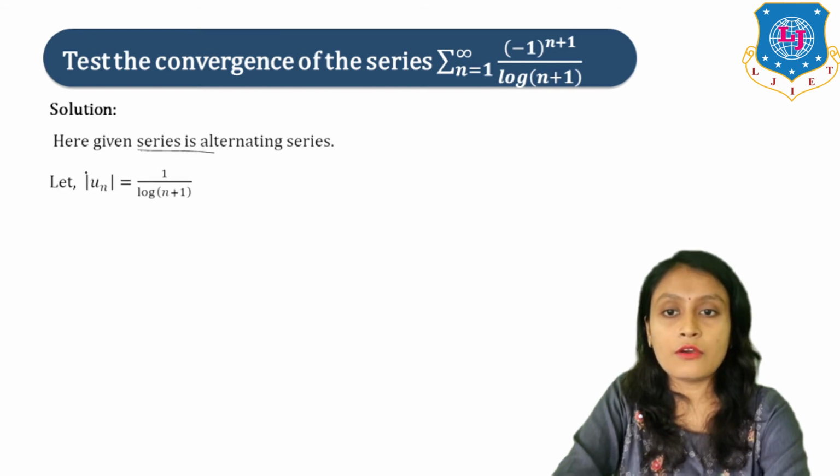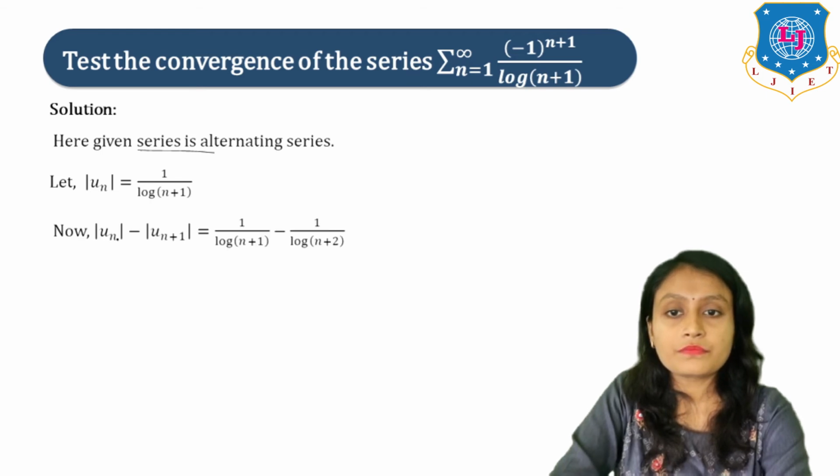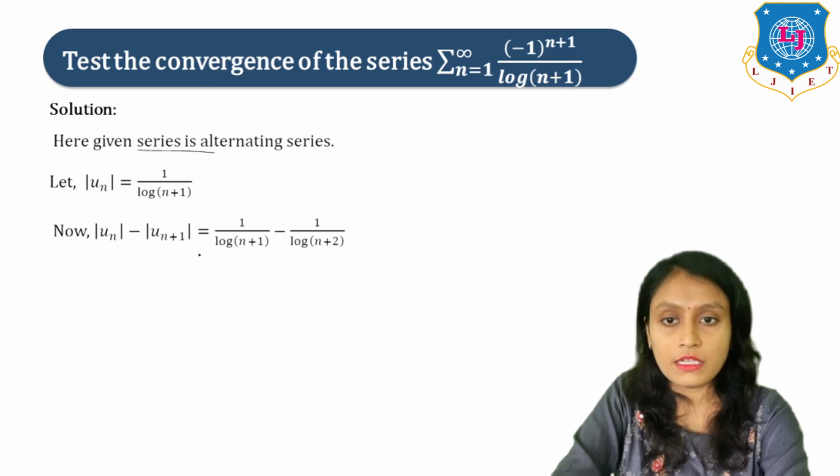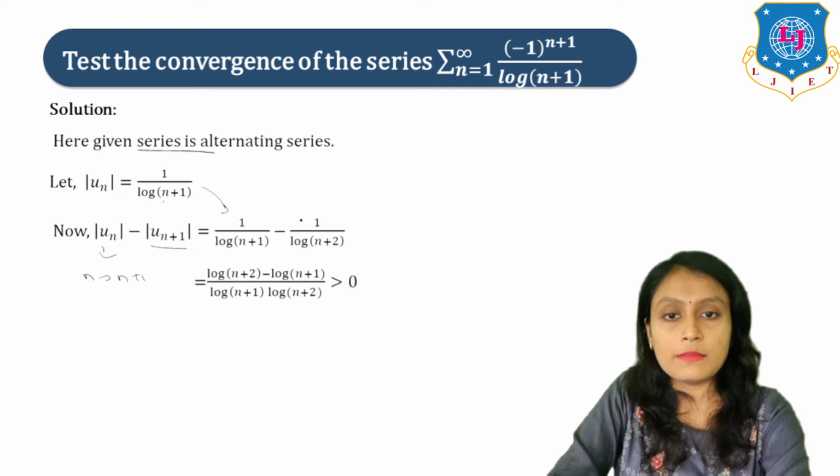So firstly we will write down mod u_n. We will just take the positive term, so we write 1 upon log(n plus 1). Now we will find this term, that is mod u_n minus mod u_(n+1). So just write down mod u_n minus u_(n+1). In u_n, in place of n, just write n plus 1. So here n plus 1 plus 1, so you have log(n plus 2). Now just cross multiply this. So you will get log(n plus 2) minus log(n plus 1) upon log(n plus 1) log(n plus 2).